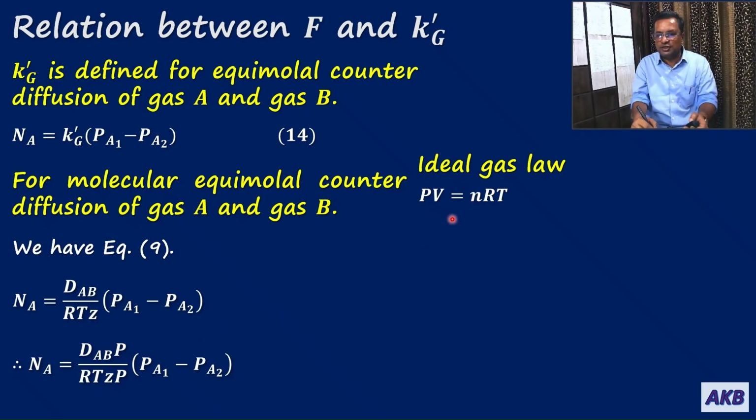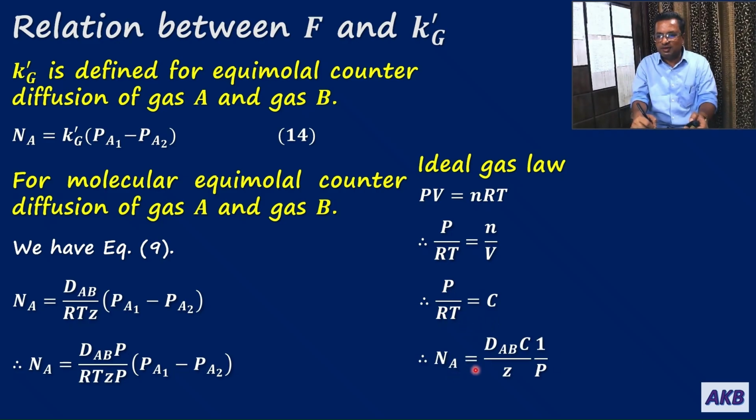For that we need to use the ideal gas law. The ideal gas law is PV is equal to nRT, that is P upon RT is N upon V. But N upon V is the total molar concentration. Therefore P upon RT is C. So Na will be equal to dAB C upon Z into 1 upon P into Pa1 minus Pa2. Let us continue with this equation.